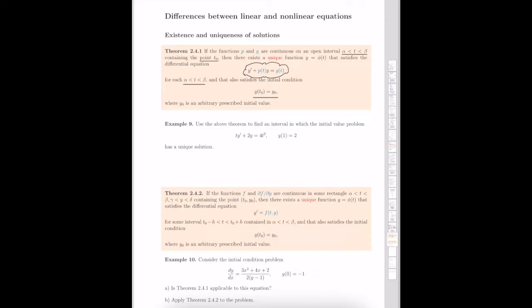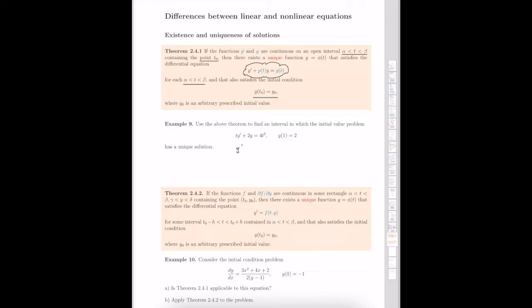So the main part of this theorem, the emphasis, is that as long as p and g are both continuous on an open interval, then you are guaranteed to have a unique solution in that open interval, given any initial condition. Okay? So let's go through an example. It says use the above theorem to find an interval in which the initial value problem, this, has a unique solution. Okay, so let me first write this equation in the form of the above theorem.